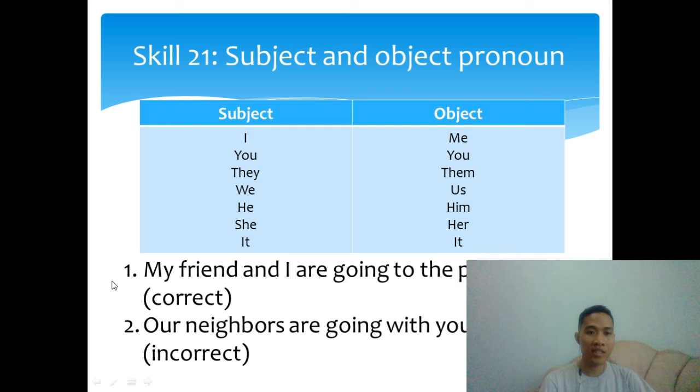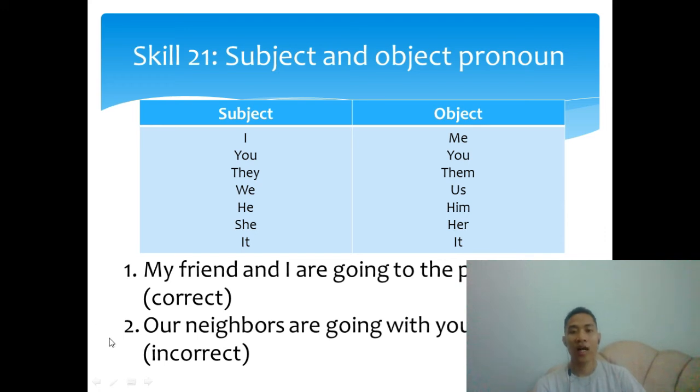Look at these two sentences. Okay, number one, my friend and I are going to the party. This sentence is correct. You see here the pronoun I. This is subject. Why? Because it is placed before the verb. Okay, are going. Are going is the verb. And I here is subject because it is before the verb are going.